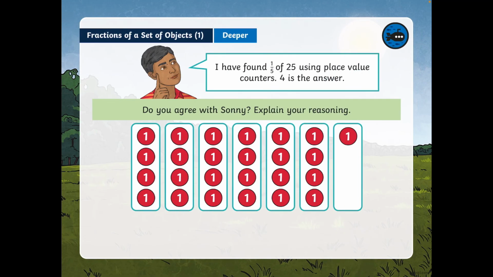I have found a fifth of 25 using place value counters. 4 is the answer. Do you agree with Sunny? Tell your grown-up what you think.